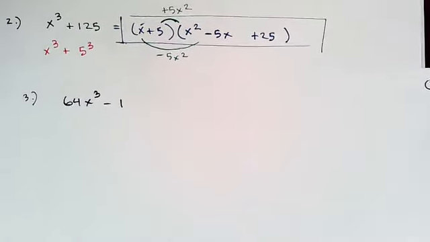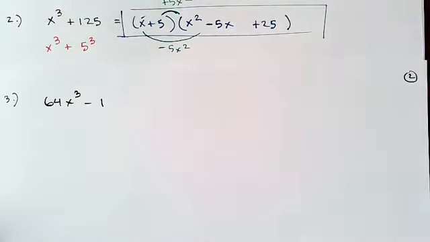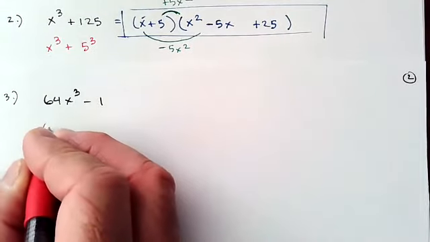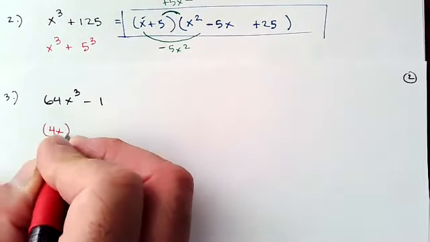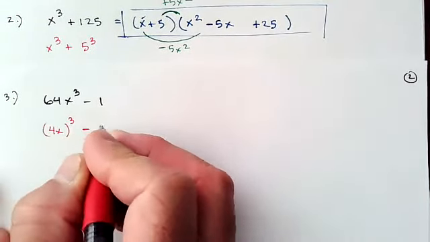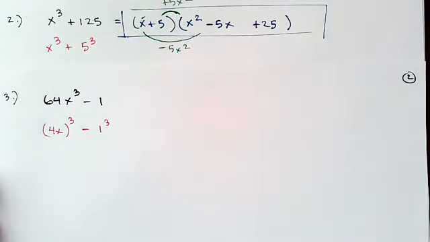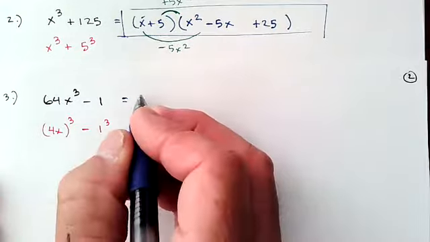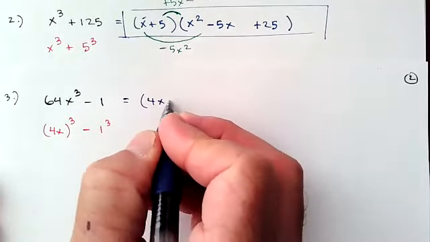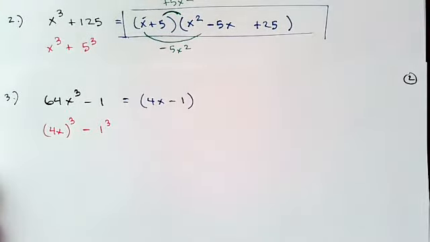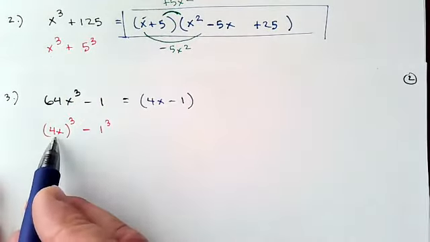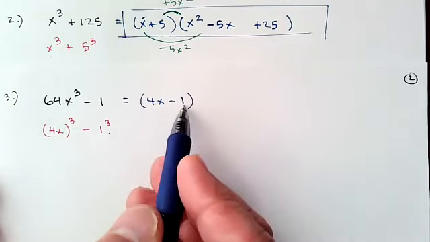Let's try another one. 64x cubed minus 1. Sometimes it is helpful to think about what this is cubed. This is actually (4x) cubed minus 1 cubed. So following the pattern from the previous two, I know that my first factor has to be 4x minus 1. x cubed plus 5 cubed, the first factor was x plus 5. (4x) cubed minus 1 cubed, the first factor is 4x minus 1.